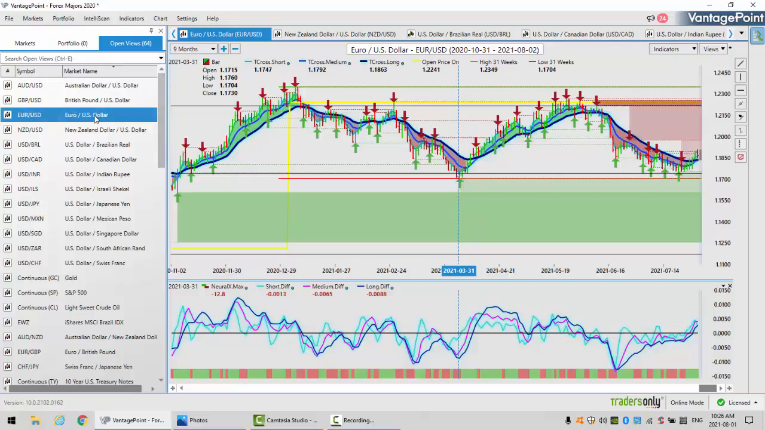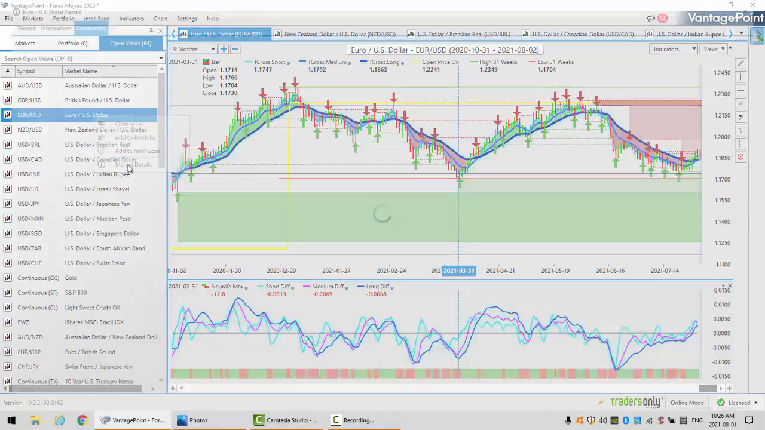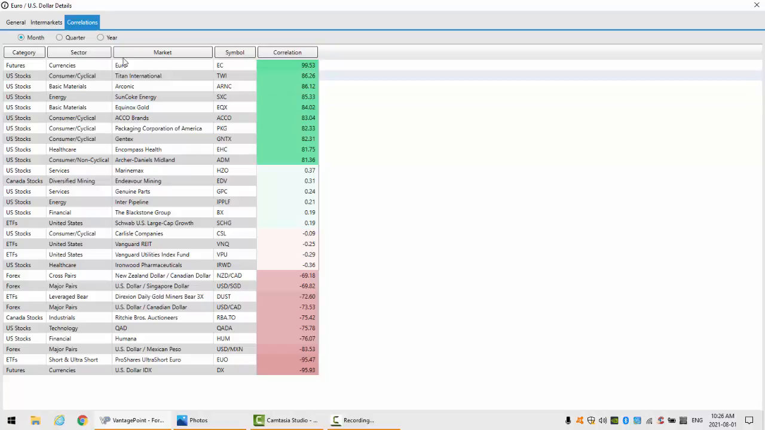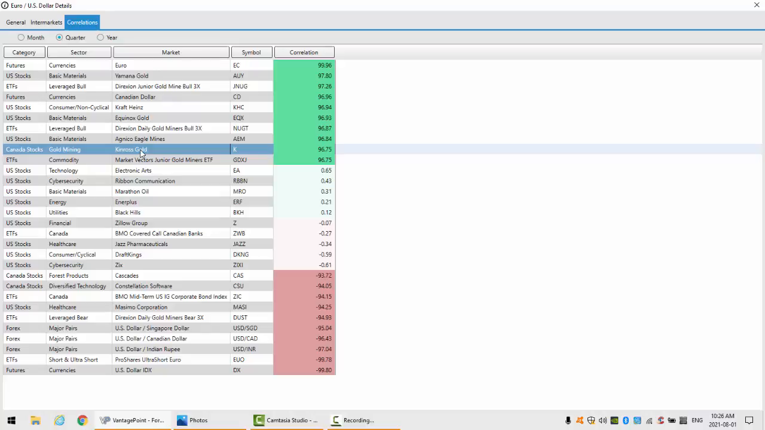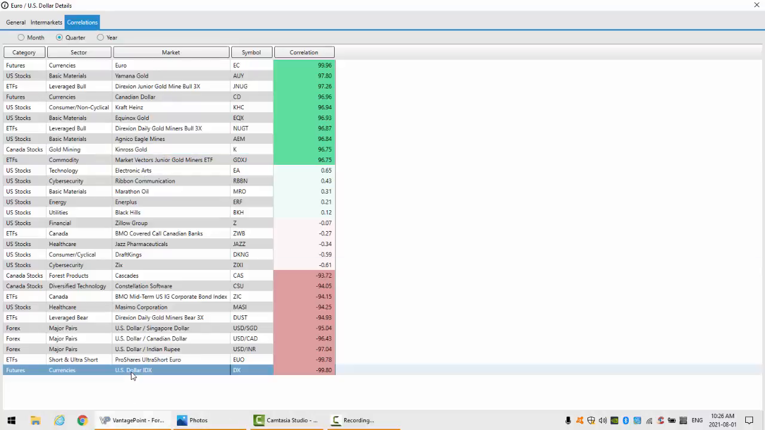But the direct correlation, when we break this down, that we really want to understand is that gold is always playing a part in this in some way, shape, or form. Could be a gold stock, it could be a gold ETF, but you notice here on the quarterly, you've got all of these: Yamana Gold, Equinox Gold, K stock. The common denominator here, guys, is gold, right? And the inverse correlation again is down here with the dollar index.